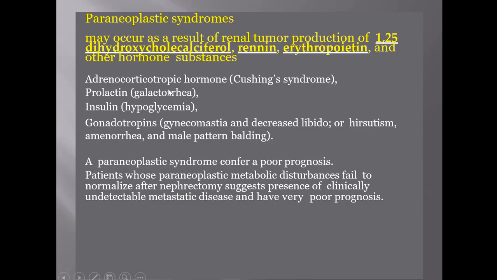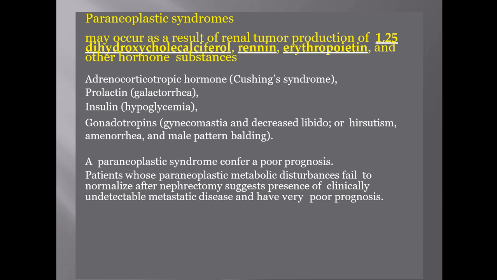Also, these patients have something called a paraneoplastic syndrome, which we have read in neoplasia, because RCC increases the production of 1,25-dihydroxycholecalciferol, renin, erythropoietin, and other hormonal substances. Okay, so that is why.